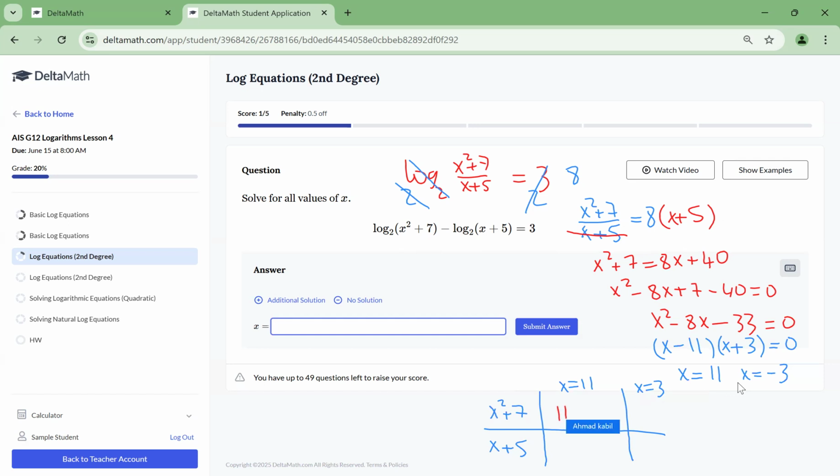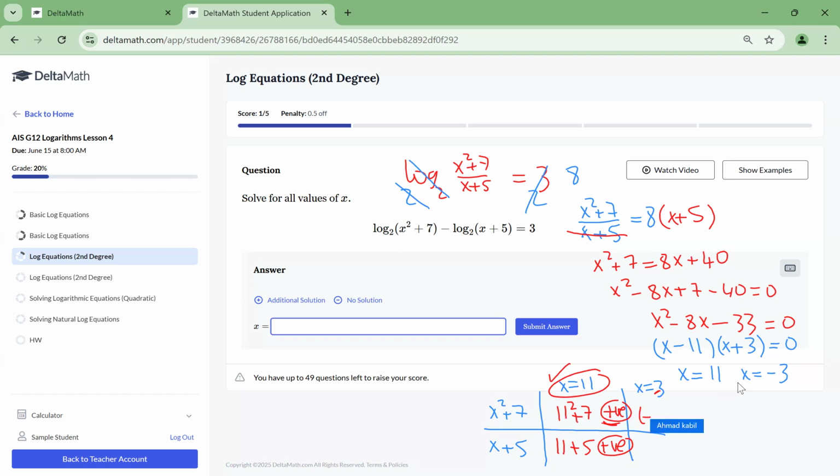So 11 squared plus 7. Obviously, these are positive. So the value here is bigger than 0. It's a positive value. That's all we care about. We don't really care to know what the number is. Same thing here. 11 plus 5 is definitely a positive value. So this value here works. For the negative 3, I forgot to add a negative here. We can check it as well.